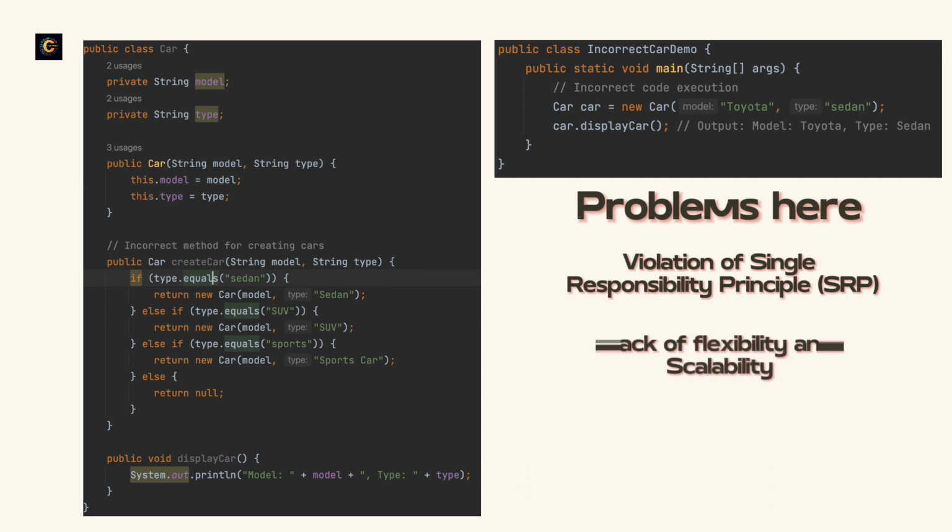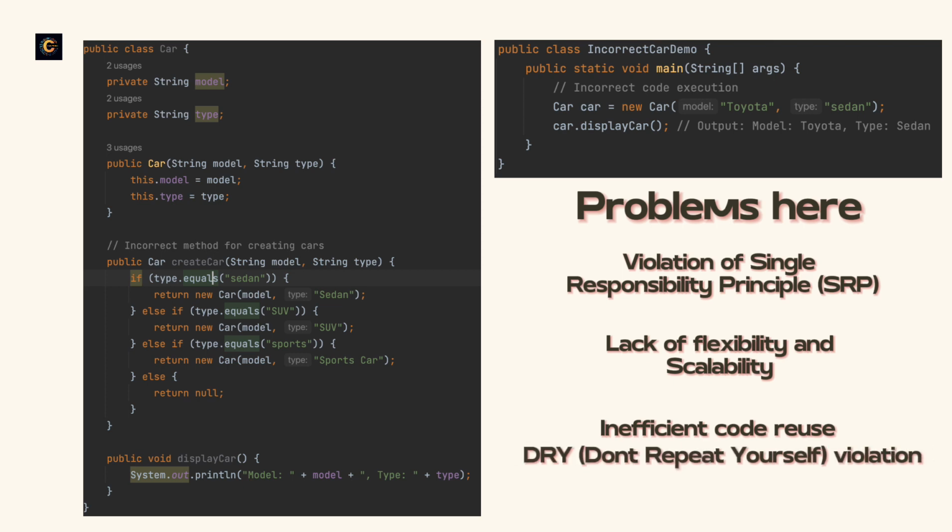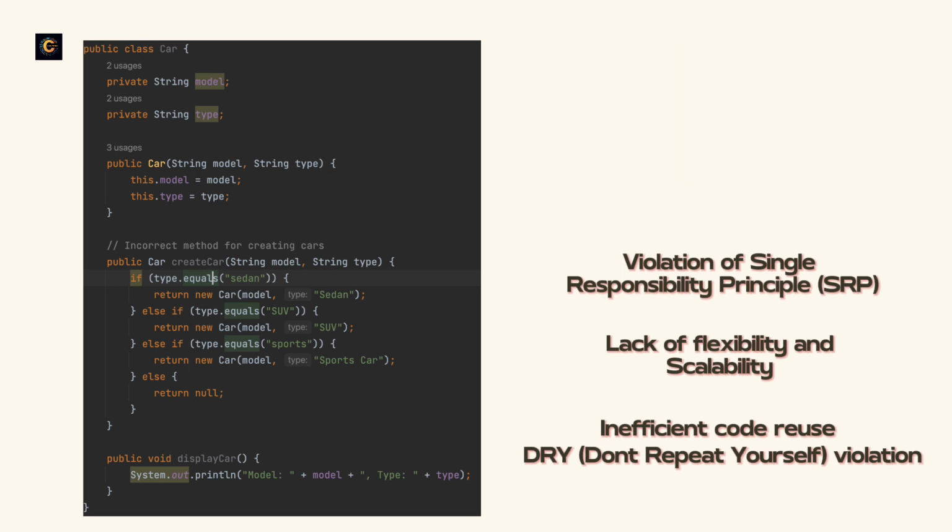Lack of flexibility and scalability. The hard-coded creation logic limits the flexibility and scalability of the code. Inefficient code reuse. The creation logic is repeated within the createCar method for each car type. This violates the DRY principle, don't repeat yourself, which leads to inefficient code reuse and increased maintenance.